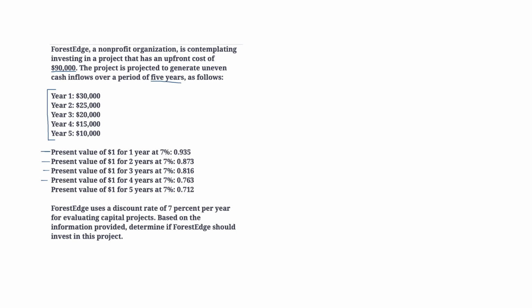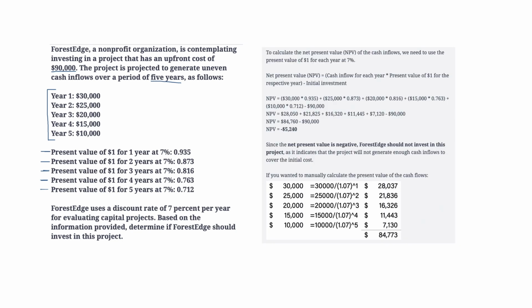So then we're going to use each of these individual lump sum calculations. Forest Edge uses a discount rate of 7% per year for evaluating capital projects. Based on the information provided, determine if Forest Edge should invest in this project. So it's simply going to be 30,000 times 0.935, 25,000 times 0.873, 20,000 times 0.816, 15,000 times 0.763, and then 10,000 times 0.712.